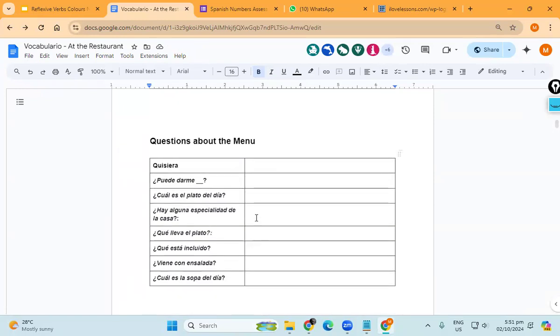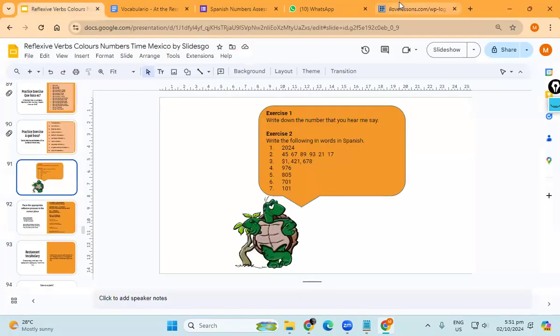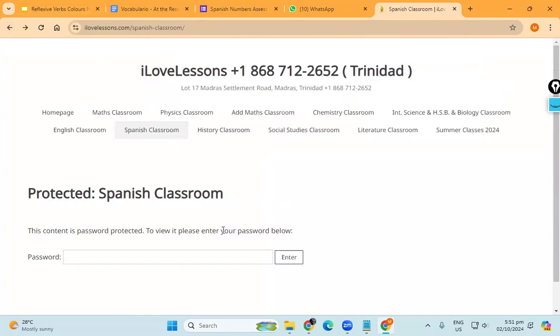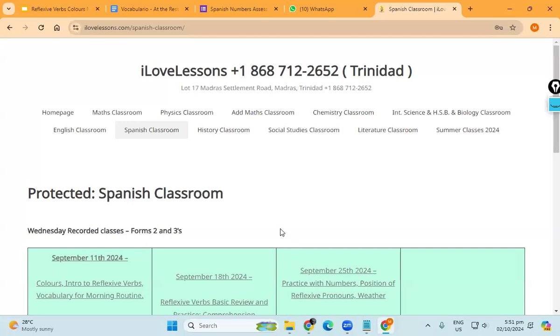I will ask her to post this on the website, but the link is also in the chat. Let's see if this has loaded. No, it has not. This site did this to me yesterday in class too. I don't know why, but it will come up just in a minute, and we can check to see. Right, there we go.